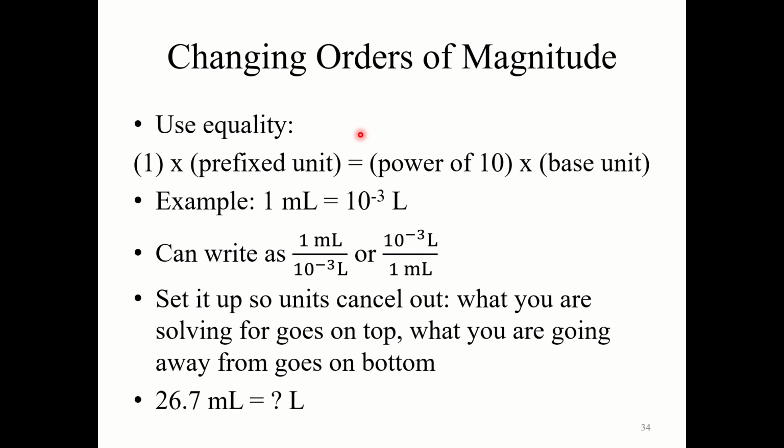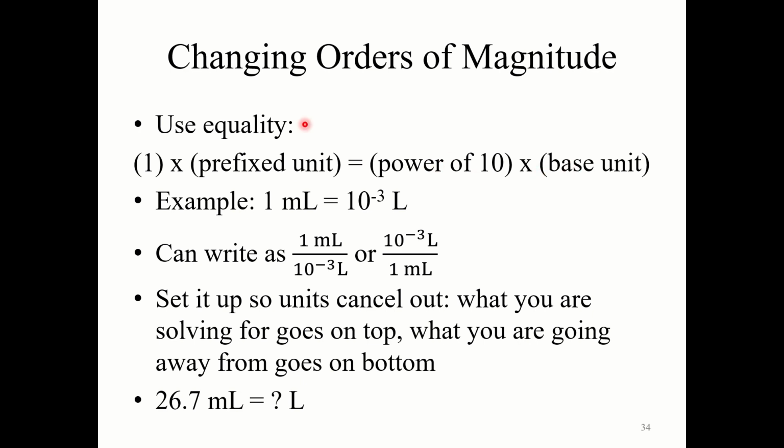Now, when we're doing this with the metric system, changing orders of magnitude, the easiest way to do this, in my opinion, is to write an equality. So use an equality: 1 times the prefix unit equals the power of 10 times the base unit.